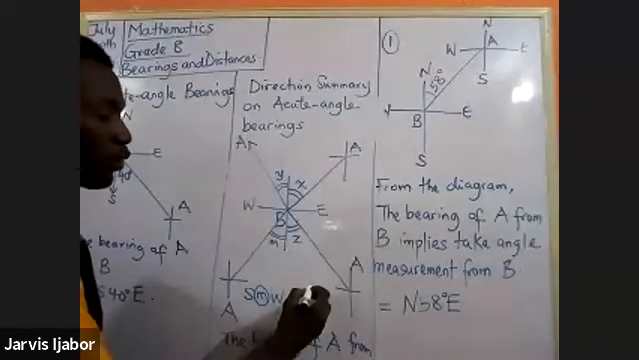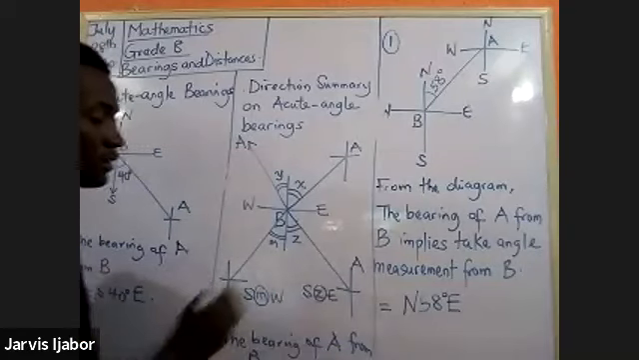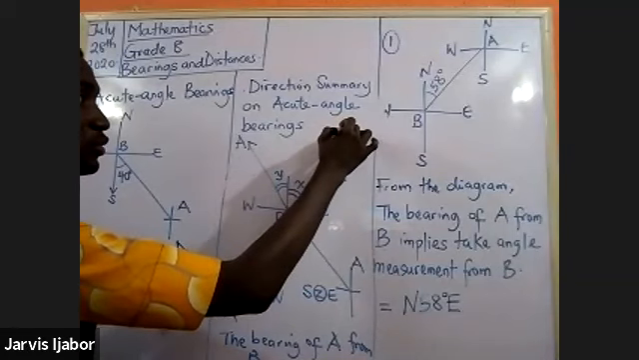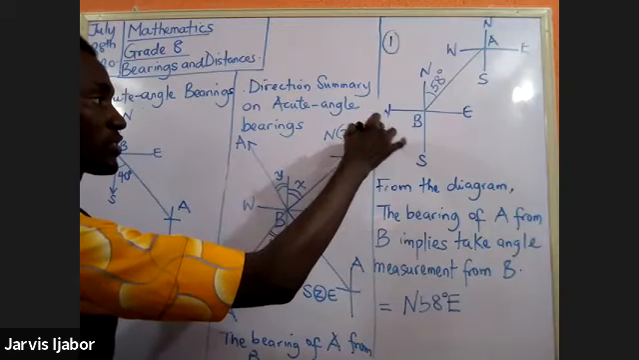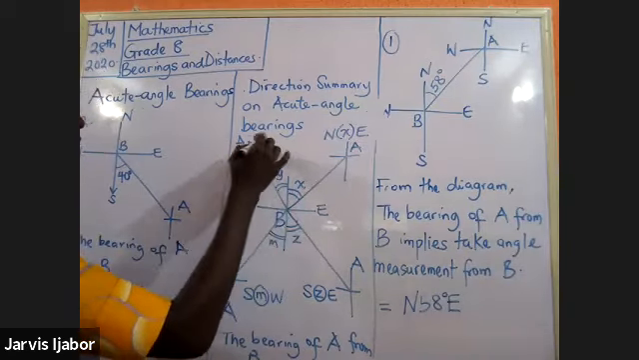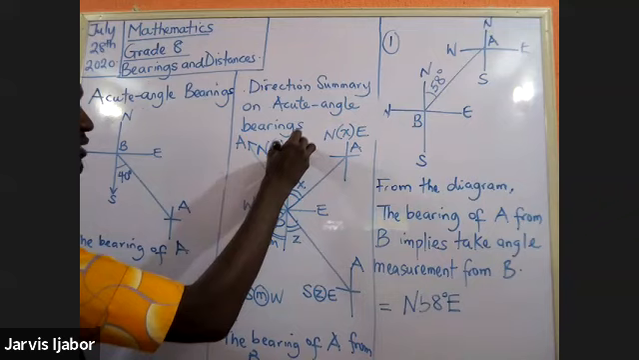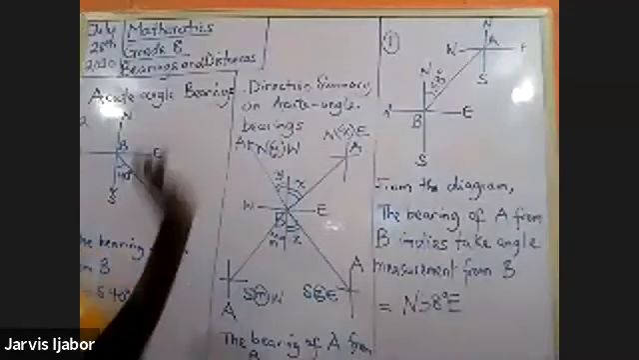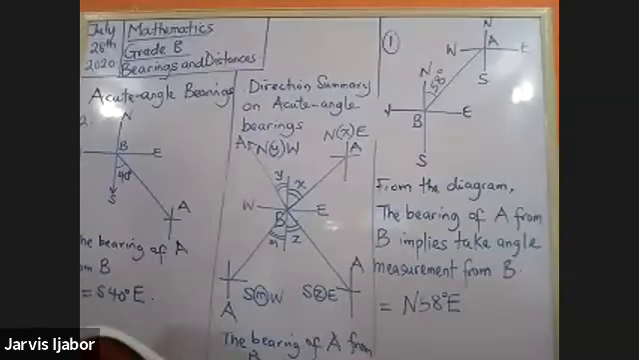Look at this one, it will be south, whatever this angle is, east. Are you seeing that? This one will be north, whatever that angle is, X, east. This one will be north, whatever that angle is, west. So these are the angles you would have. It's called a direction summary. So when you're solving problems, you should look at this diagram very well and use that as a basis to finish your problem.